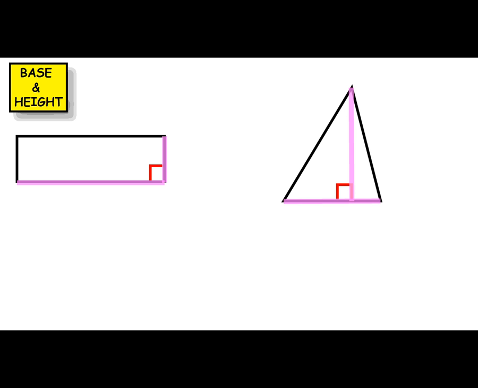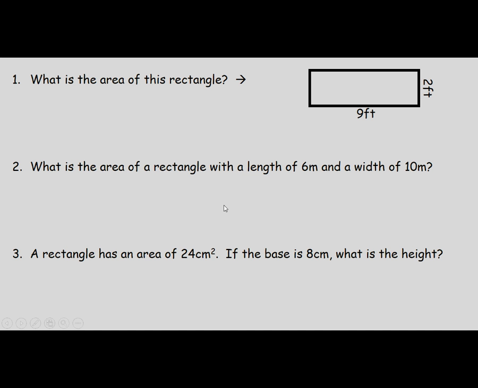So that will be something that we have to be on the lookout for when we get to more complicated shapes. And it's not just triangles. There's all sorts of shapes in geometry which don't have 90-degree angles, and we'd have to look for places where we find 90-degree angles to identify our base and height.